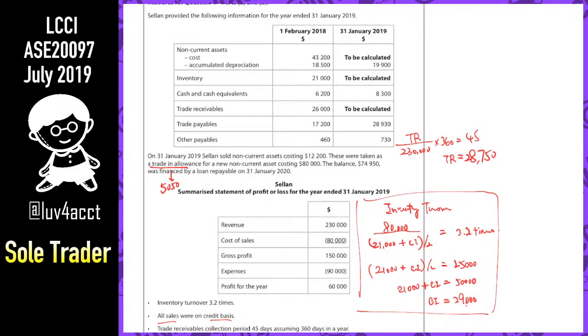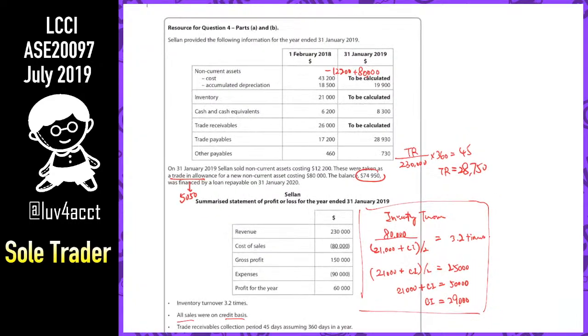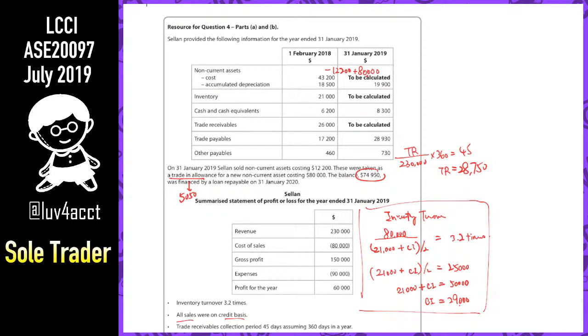So here, for the cost of the non-current asset, we have to take away 122,000 and then add back 80,000. It doesn't matter how much the trade allowance is. But then this loan repayable on 31st of January year 2020, this would be your current liability, because it will be within 1 year.